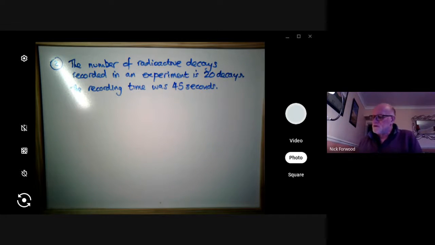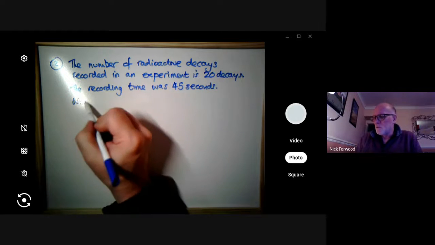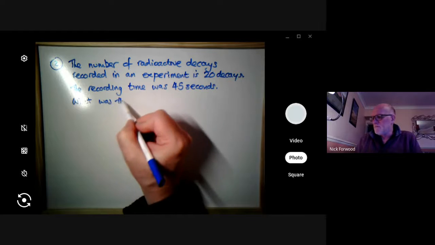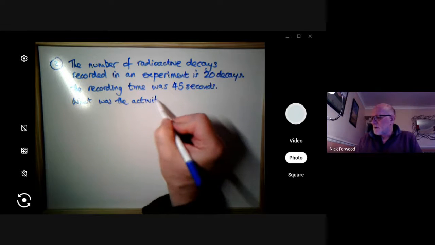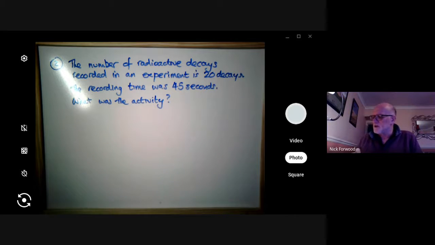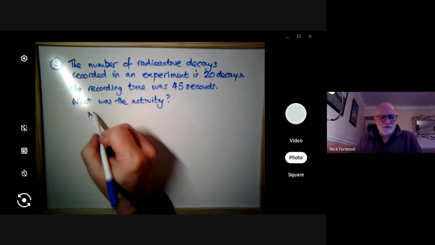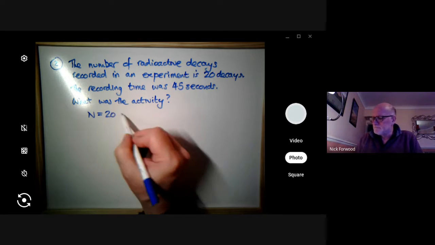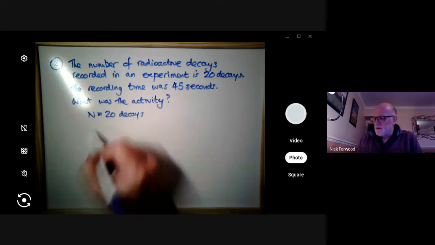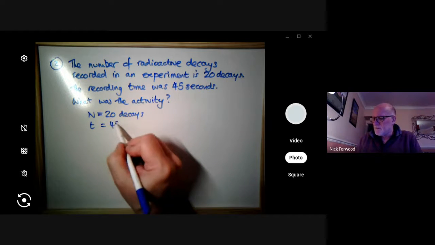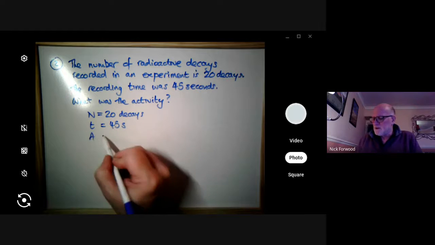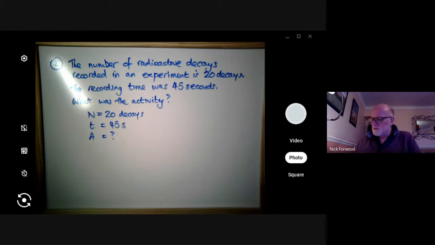Okay, so pretty similar. You're given the number of decays, you're given a time. The number of radioactive decays recorded in an experiment is 20 decays. The recording time, excuse me, was 45 seconds. What was the activity? We're going to make our table. The number of decays is 20 decays. The time is 45 seconds, and we need to find the activity, and there's our table.